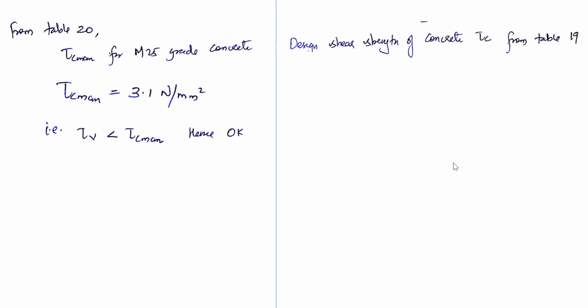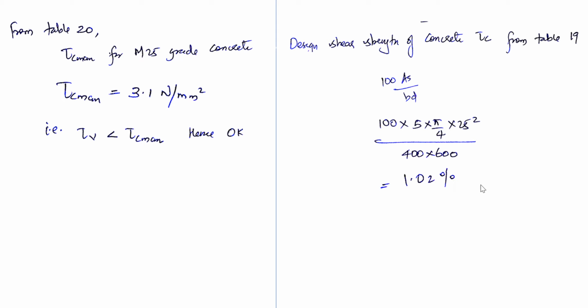Now the design shear strength of the concrete from table number 19, that is tau c, is the shear stress taken by the concrete and main reinforcement. You will get it from table number 19. In table number 19 you require the percentage of tension reinforcement, that is 100 As by bd. That is 100 into 5 into pi by 4 into 25 square divided by bd, and you will get it as 1.02 percent.